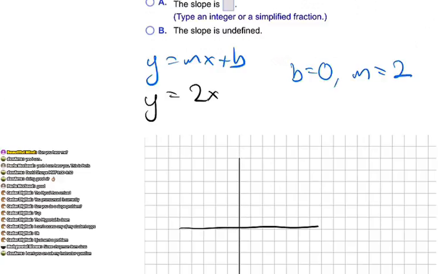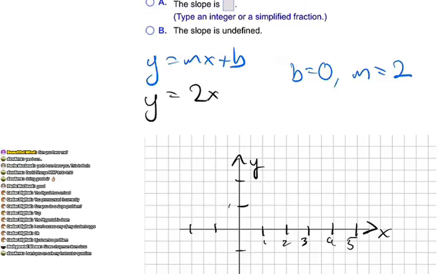This is a quick sketch. This is our positive y. This is our positive x. We're going to go 1, 2, 3, 4, 5, and negative 1, negative 2, negative 3. Okay. I think this is a good window.